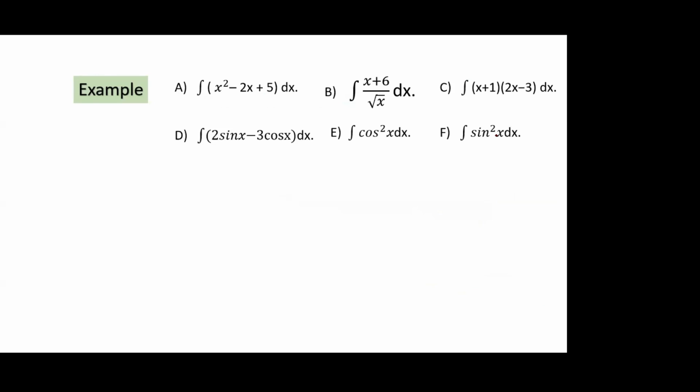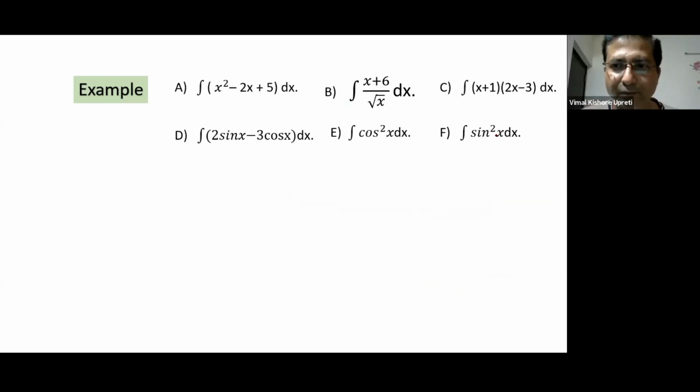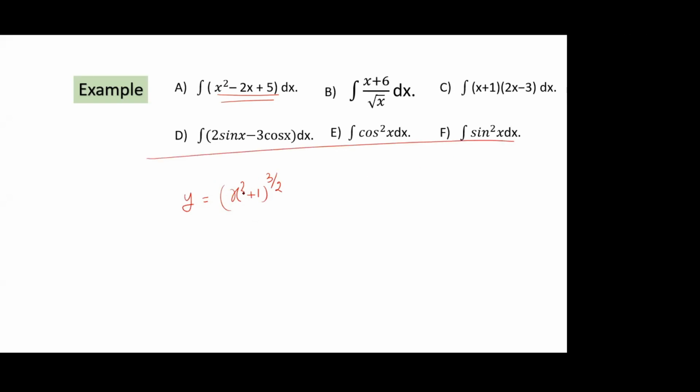Sometimes our function is not that simple. It might be a little complicated. For example, this we can integrate, but if I give you x square plus 1 to the power 3 by 2, how to integrate this? Anyone? Sir, first we need to use the x power formula.